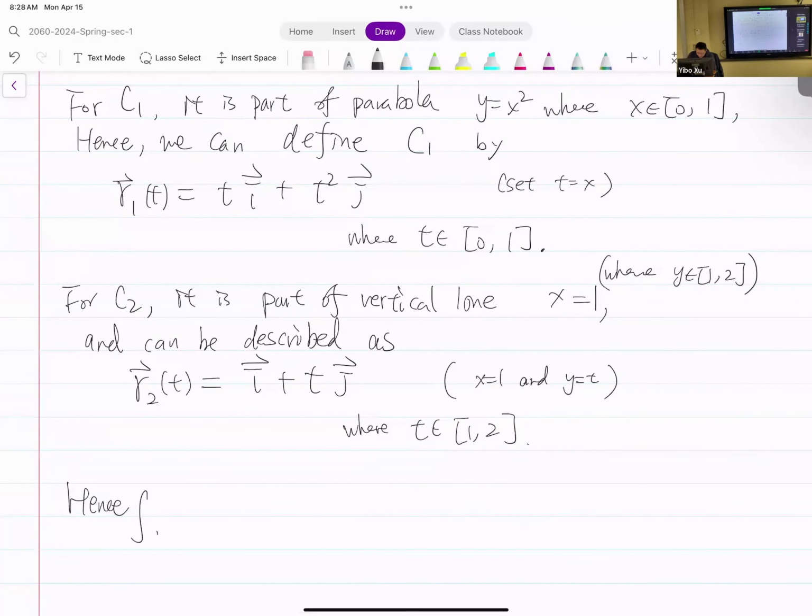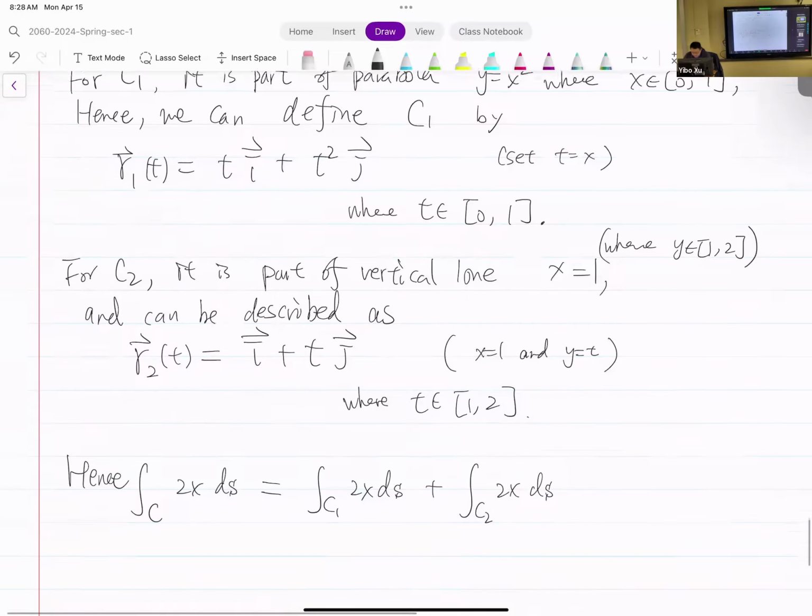the line integral over the entire curve C of 2x ds. From the previous one, we have that the line integral over the entire curve is going to be the sum of the integral on each smooth piece, right? C1 and C2.